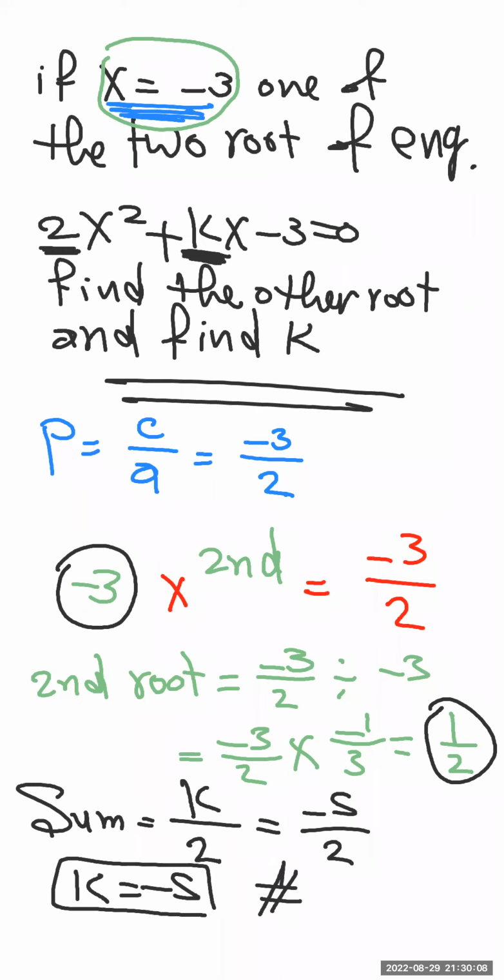Correct? Negative 5 or 5? One second. It's a negative b, negative k. So k equals 5. Okay. Okay, guys?